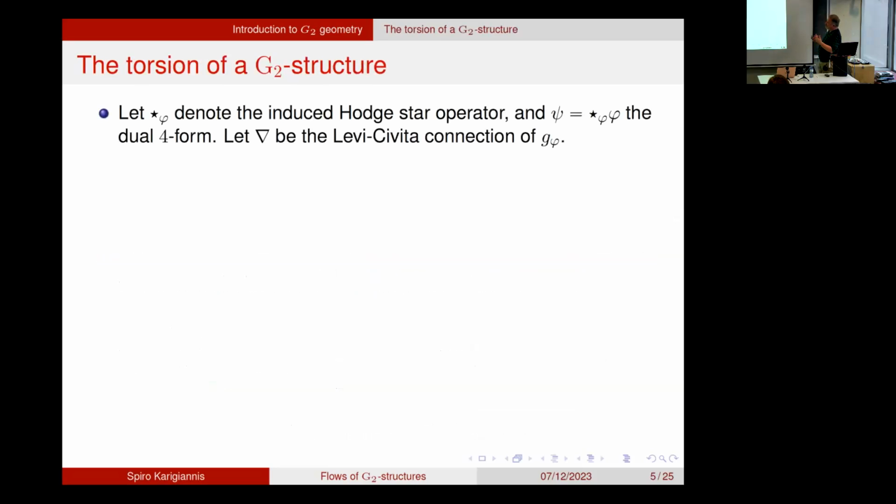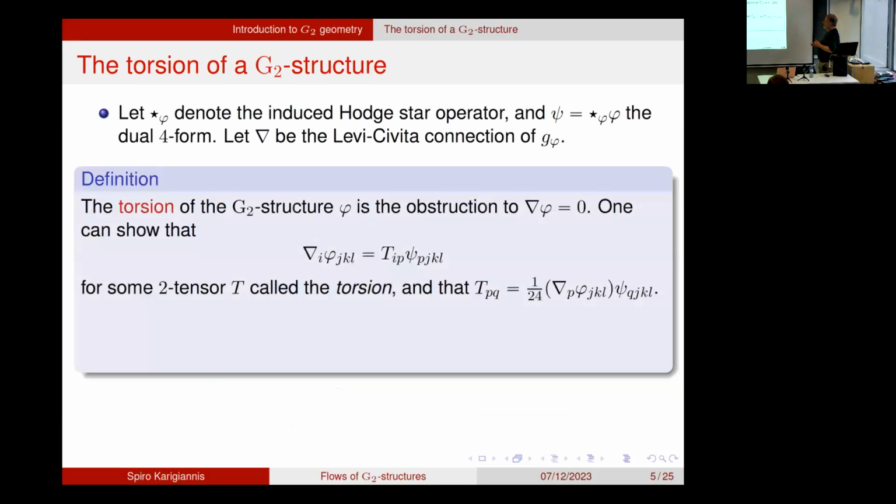Okay, so we have a metric, we have an orientation, we have a Hodge star. I'm going to call that star phi just to remind us that everything depends on phi. And therefore the Hodge dual 4-form, which we call psi, is star phi. And the metric, of course, determines a Levi-Civita connection, which, again, if I'm being careful, will be nabla of phi, because it depends on phi.